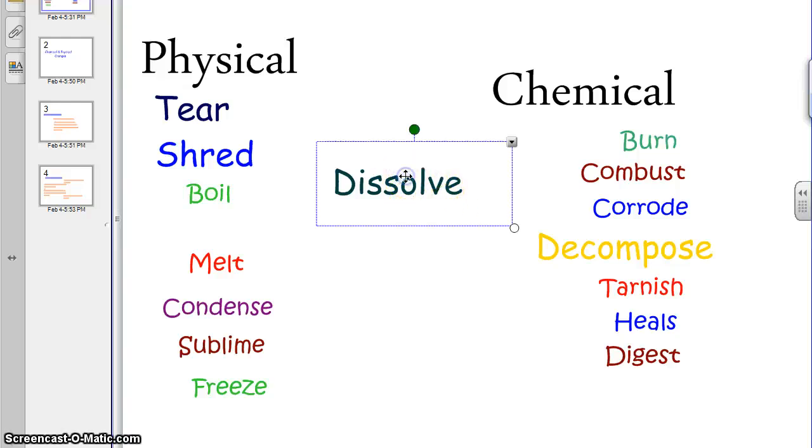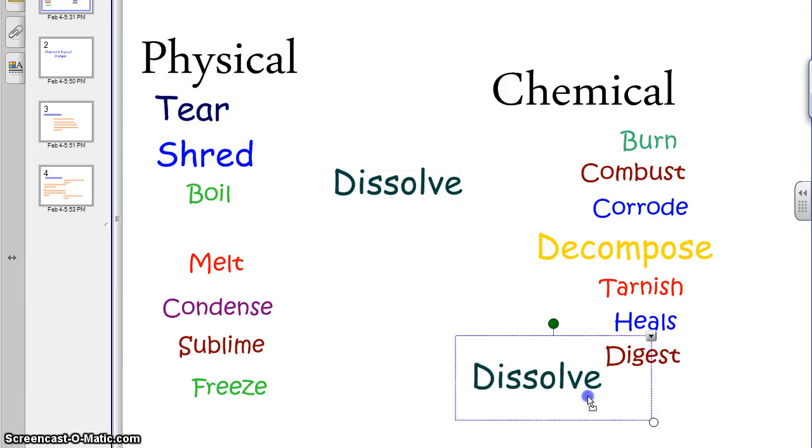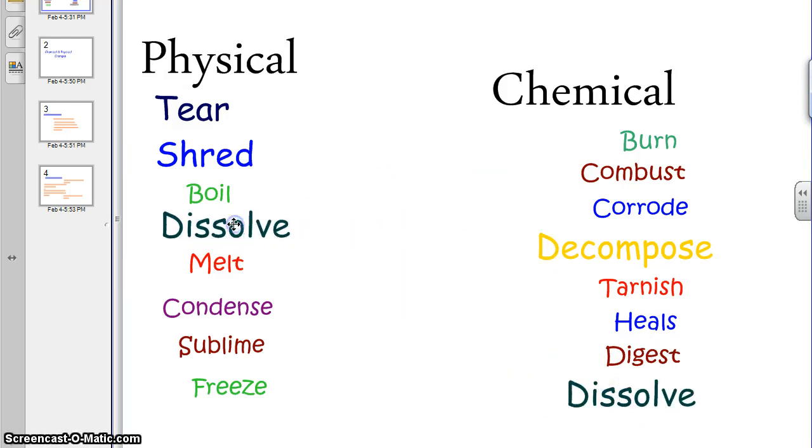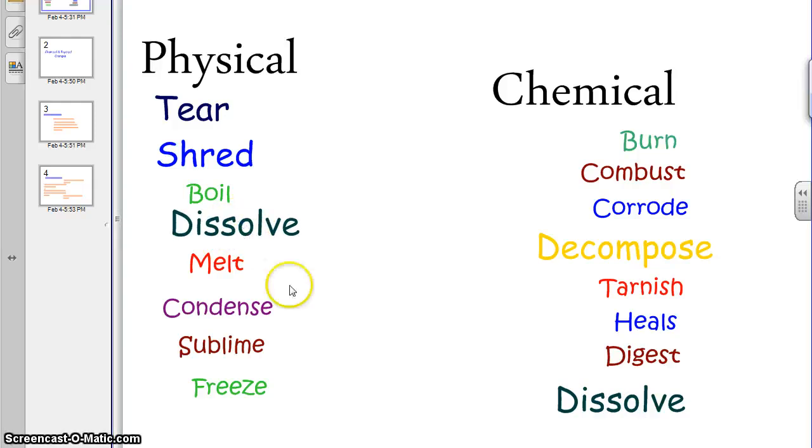And dissolving, actually, for fun, can go in both. You have to be careful with dissolving. If you take acid and dissolve a metal with it, that would be chemical. But generally when you dissolve things in water, those things are physical changes. And if you think about it, I can explain why the difference occurs.